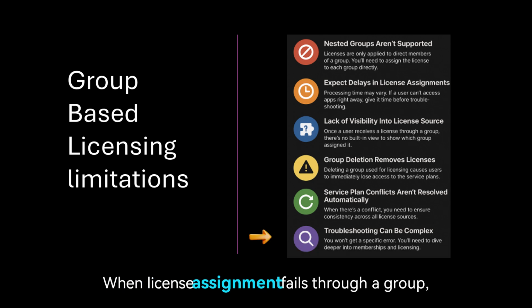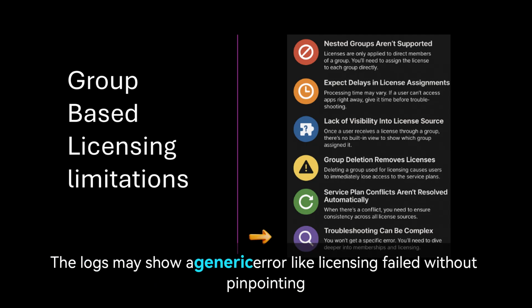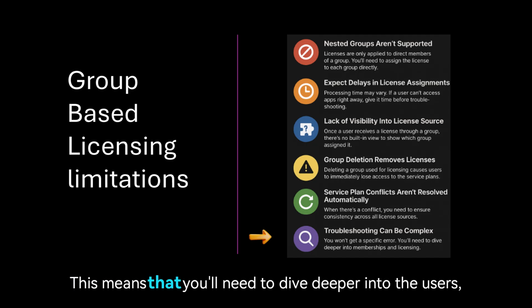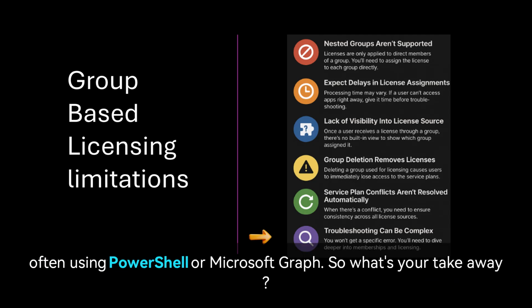When license assignment fails through a group, you won't always get a specific reason. The logs may show a generic error like "licensing failed," without pinpointing which service plan or policy caused the conflict. This means that you'll need to dive deeper into the user's group memberships and license history to resolve the issue, often using PowerShell or Microsoft Graph.